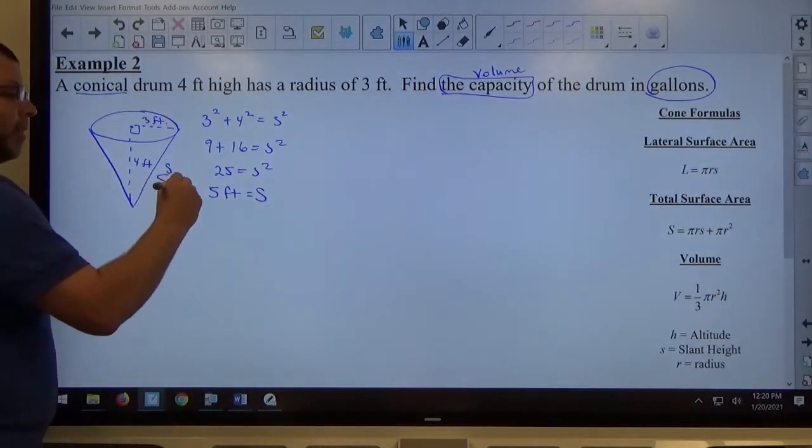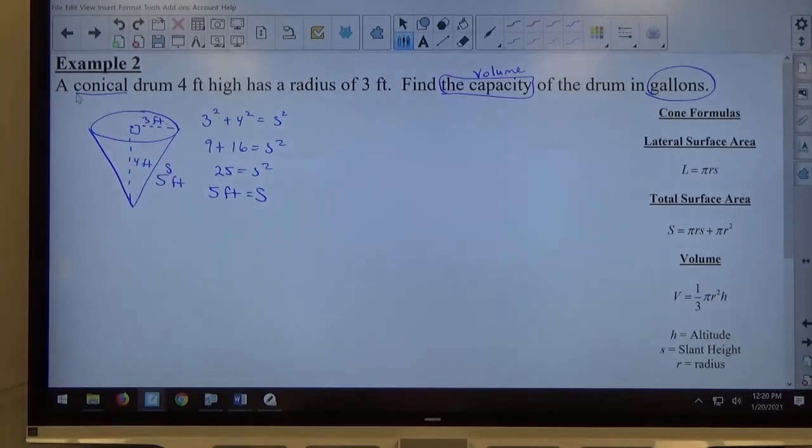So we have the ability to find the slant height if we need it. Again, for this particular problem, we do not need it. But in some of the homework problems, they may not give you one of the dimensions. There's the relationship that always happens to find the missing dimension.